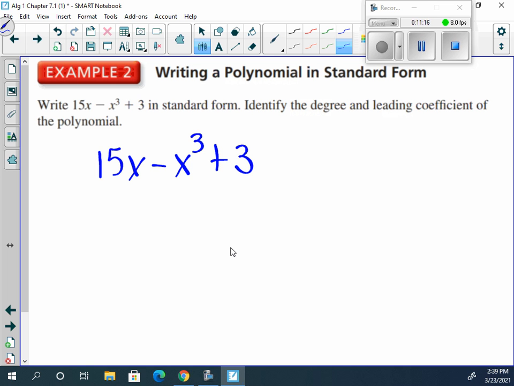So what we want to do is we're going to do 3 different things. One, we're going to write it in standard form. Then we're going to identify the degree and leading coefficient. So looking at this here, which variable has the biggest exponent out of these 3 here? It is the x to the third. So if we write it in standard form, it goes first, yes?